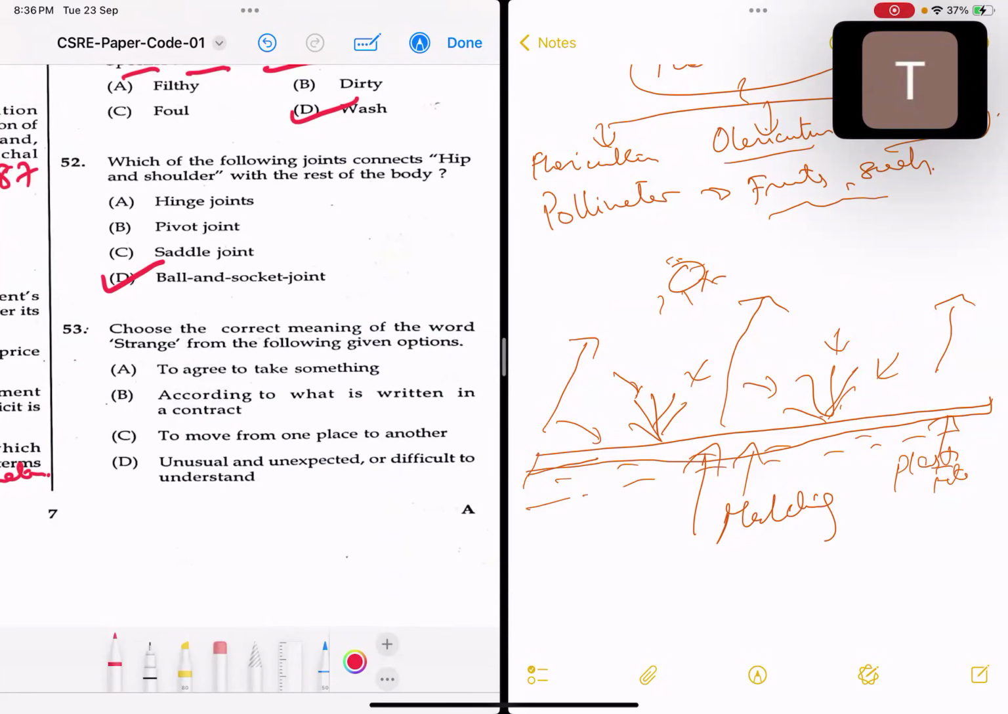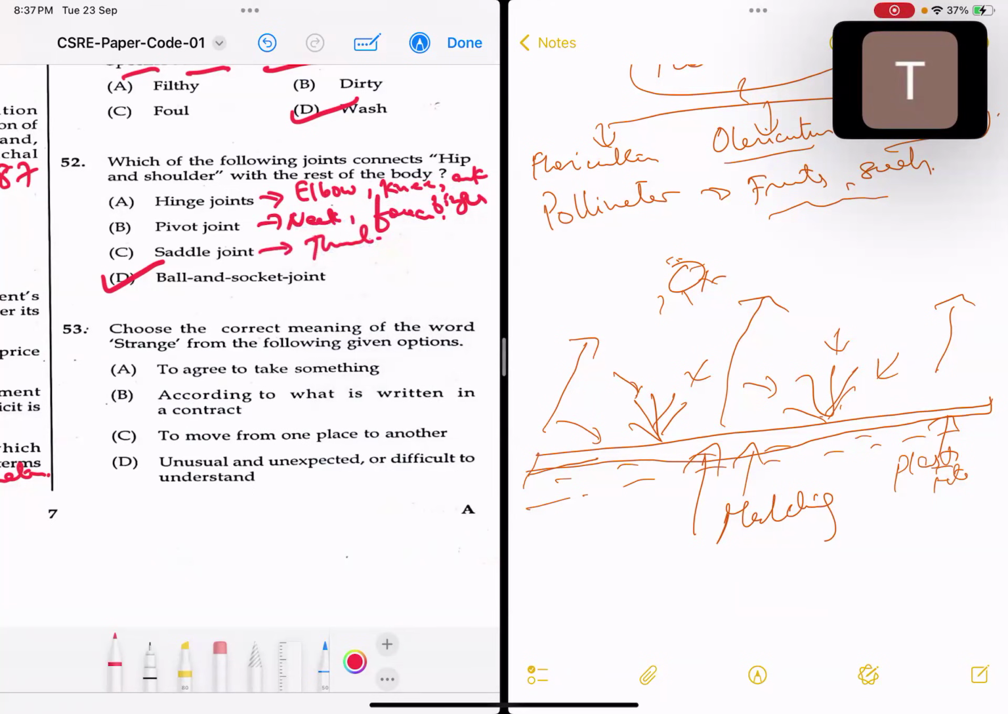Now, when we talk about hinge joint, it is found in parts of the body like the elbow, right? Knee, ankles, and fingers, okay? Pivot joint is found in the neck, forearm, okay? And saddle joint is found in the thumb.